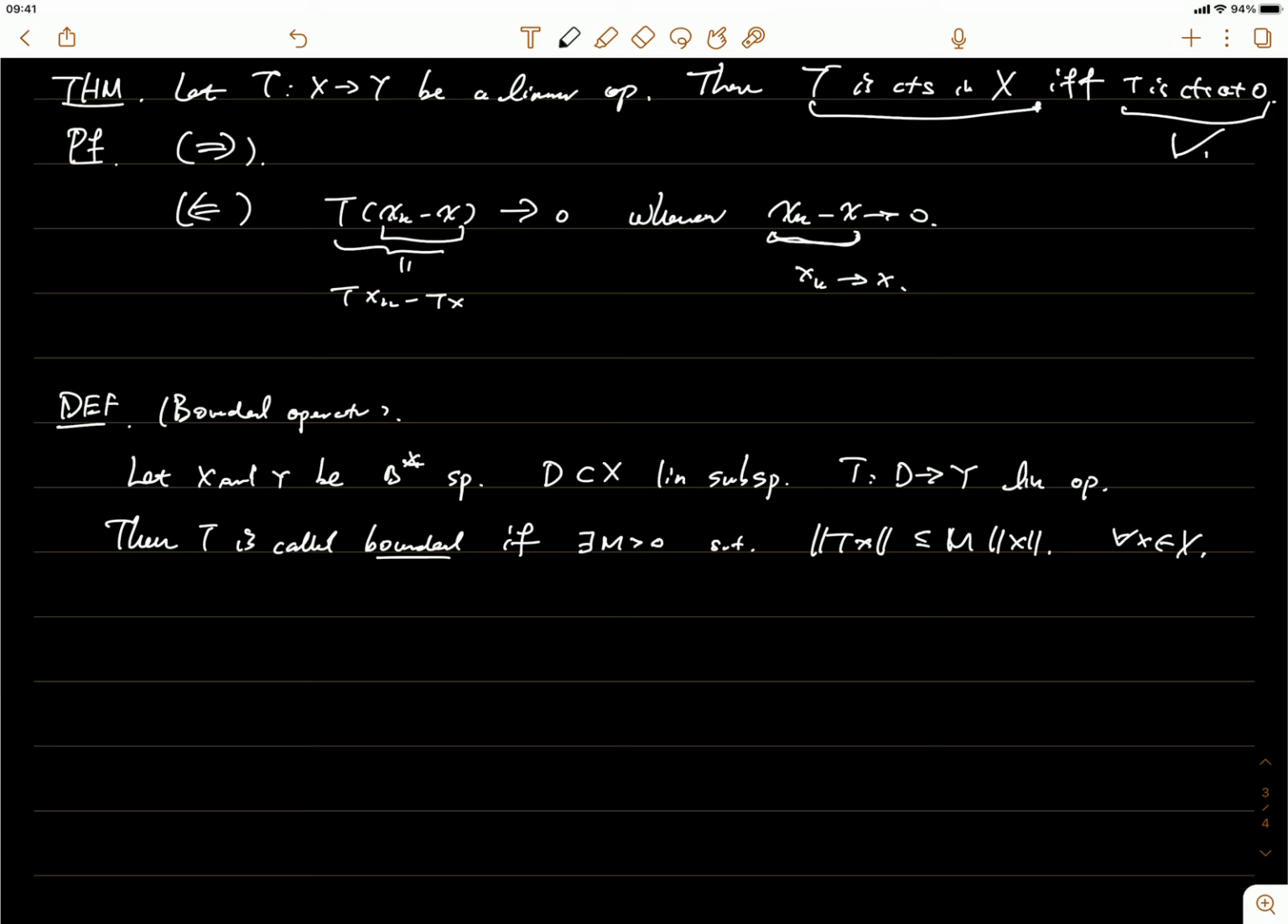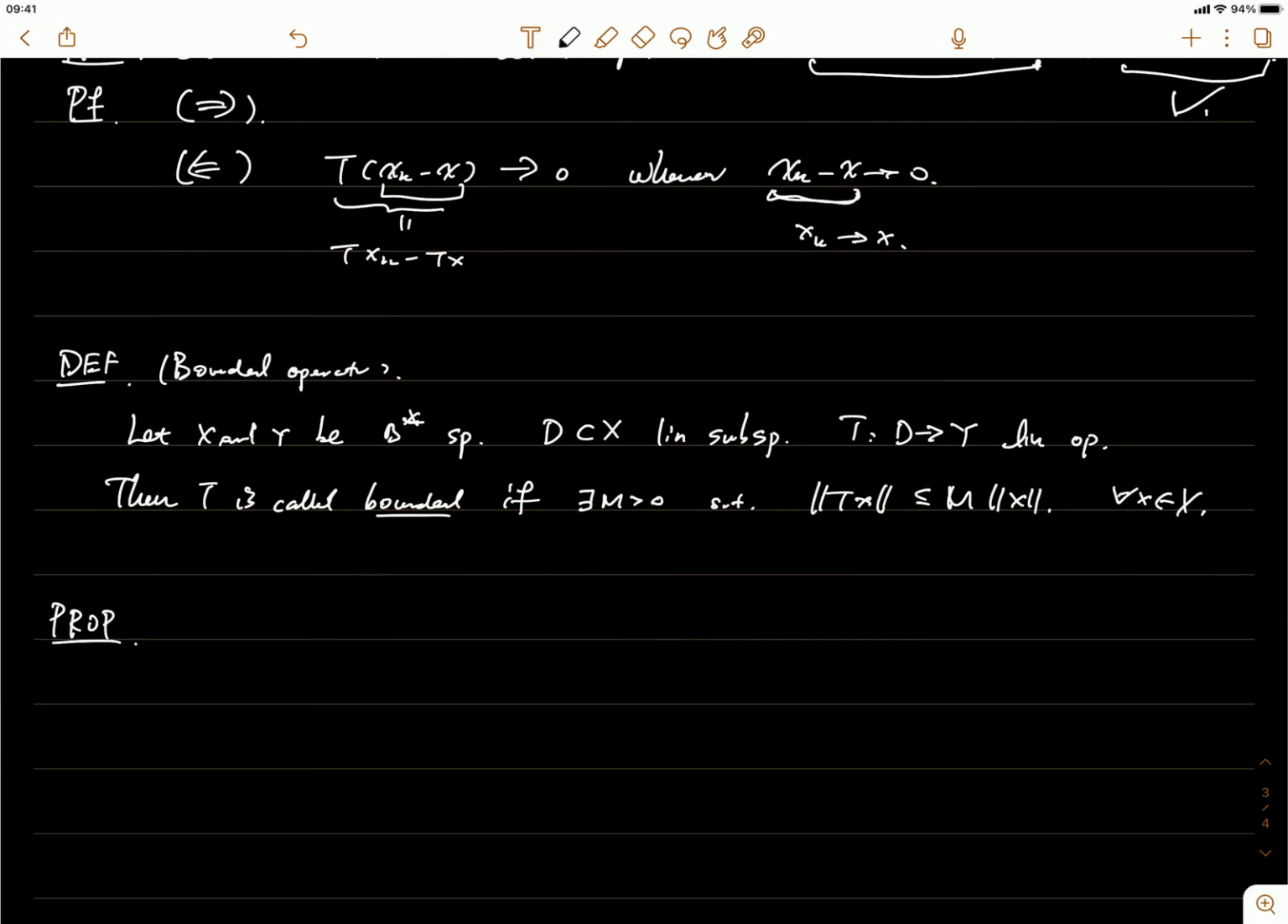Well, you can see we actually have an equivalency between continuity and boundedness. It's all because it's a linear space and a linear operator. So let's say that again: X and Y are B-star spaces, and T is a linear mapping or linear operator. Then T is continuous if and only if T is bounded.